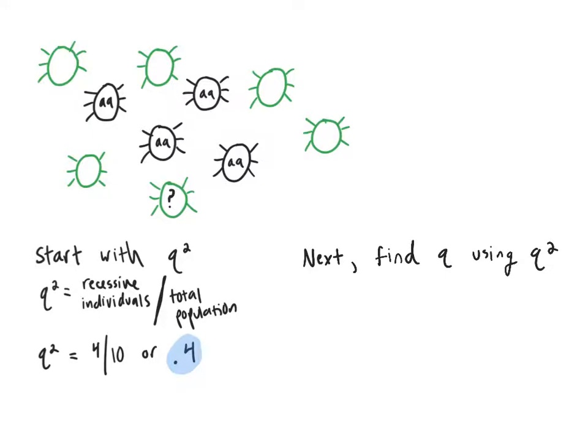So if we know that Q squared is equal to 0.4, that means that in order to find Q, we just need to take the square root of Q squared, whatever that is for the population you're working with, and that gives you Q, which in this case is going to be 0.63. If you remember our formula from earlier, the equation is P plus Q equals 1. So if we know that Q is 0.63, the next step is going to be taking 1 minus 0.63 to find P, or rearranging that formula from earlier.